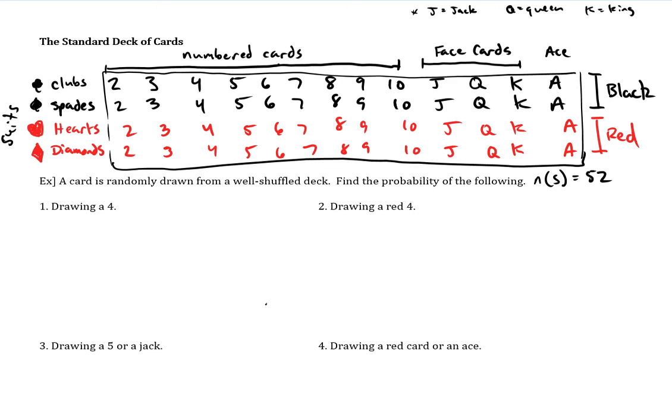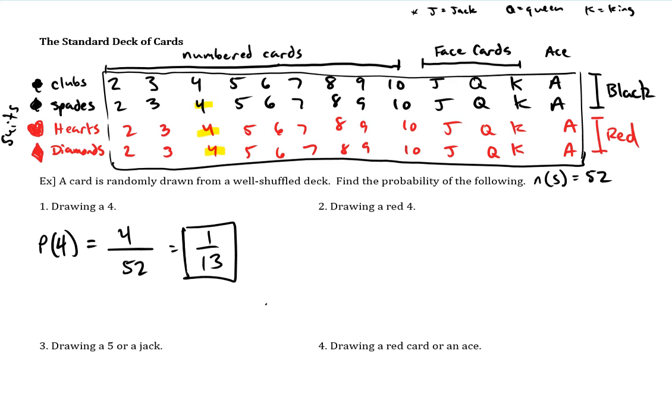Okay, so it says a card is randomly drawn from a well shuffled deck. Find the probability of the following. The probability of drawing a 4. Well, in my sample space, I see there are 4 4s. Okay, so these ones right here. I'll erase these highlights too, but just for now, there they are. Those are the 4 4s. So I have 4 4s out of a total 52 cards, and then from there it would reduce to 1 out of 13.